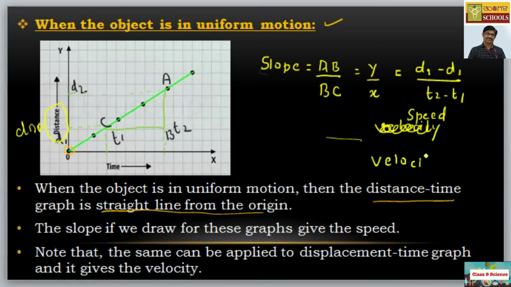Okay, this distance time graph turned into a displacement time graph. That's why I have written here. Note that the same can be applied to the displacement time graph, the slope of which gives you velocity. I hope you are getting this.